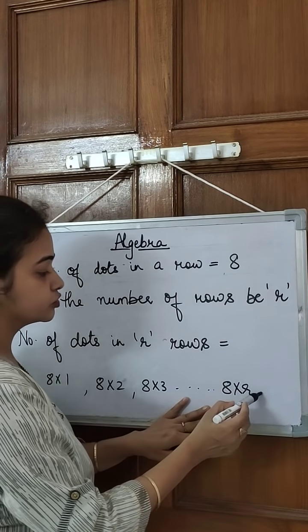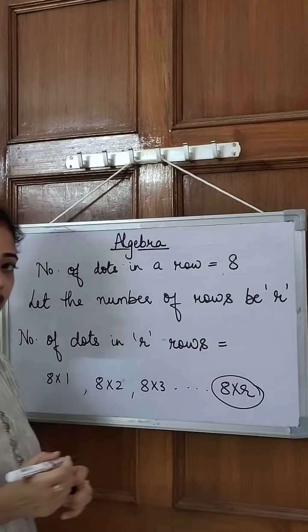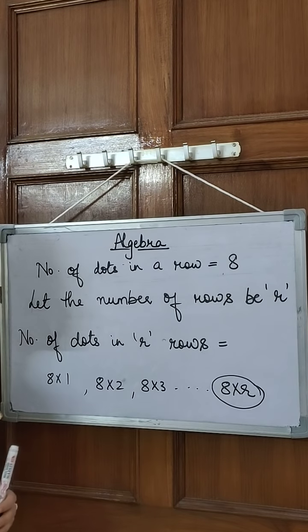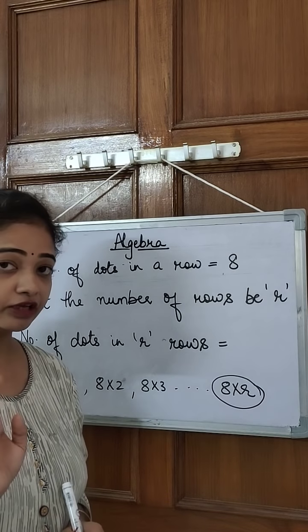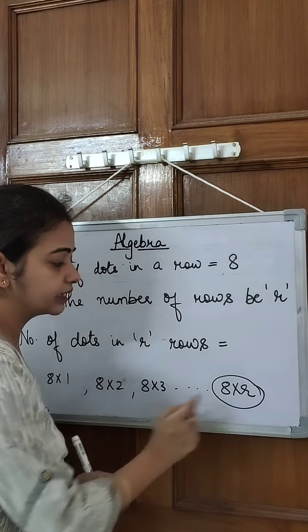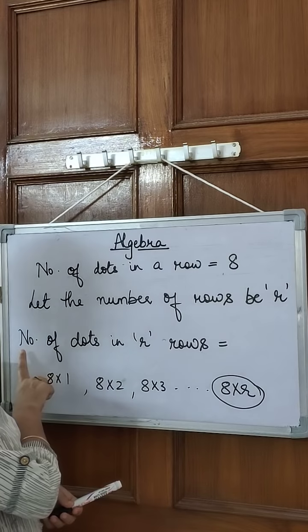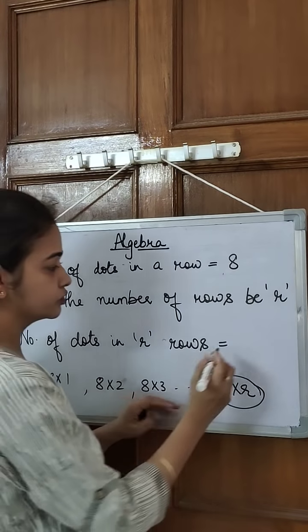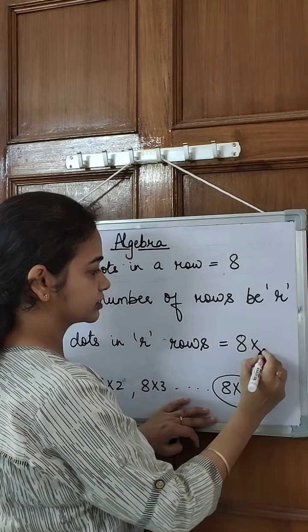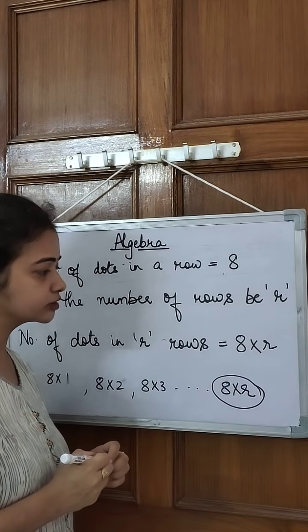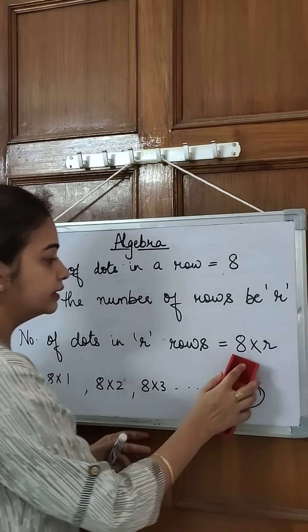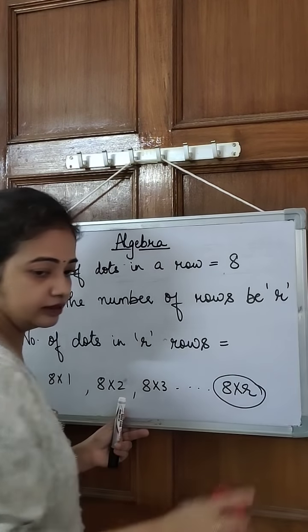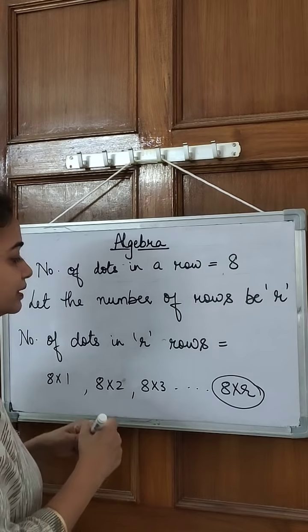Now this 8 into R, how do we represent this in the form of algebra? We do not put the multiplication sign between a constant and a variable. Very important. We do not put a multiplication sign here when I write the number of dots for R rows, so I will not write it. This multiplication sign is not required whenever you combine a constant and a variable and there is no sign in between them.